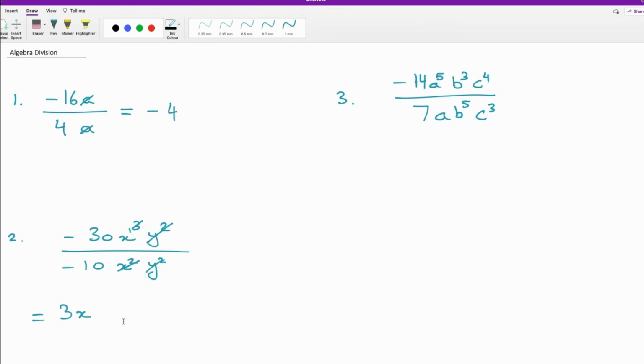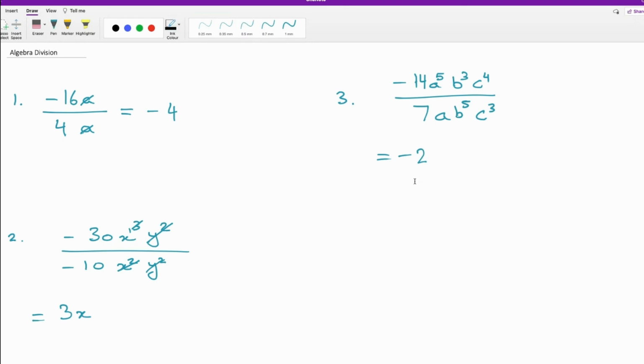So starting with step number 1, having a look at our signs, we've got a negative on the top and a positive on the bottom. A negative divided by a positive will give you a negative answer. So let's ensure that we put that over here. The second step, let's have a look at the numbers. 14 divided by 7. 14 divided by 7 gives us an answer of 2. That's our second step done. Our third and final step is having a look at our pronumerals.